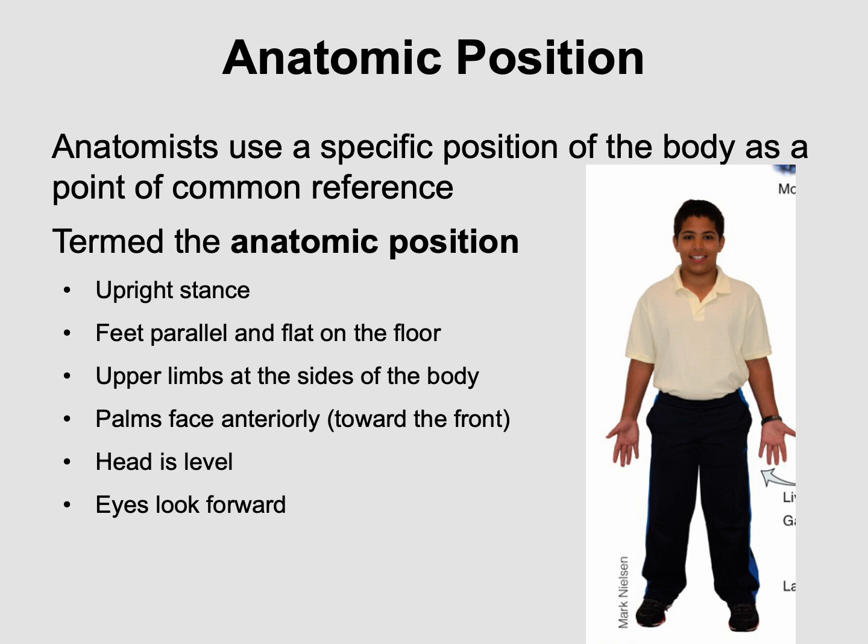The upper limbs are at the side of the body and the thumbs are pointing laterally and away from the body, as well as the palms facing anteriorly. This term we will talk about later. It basically means the palms are facing to the front, and the head of the person should be leveled while the eyes are looking forward.